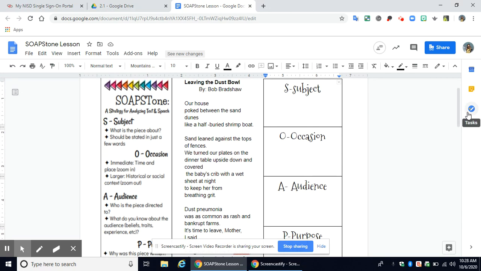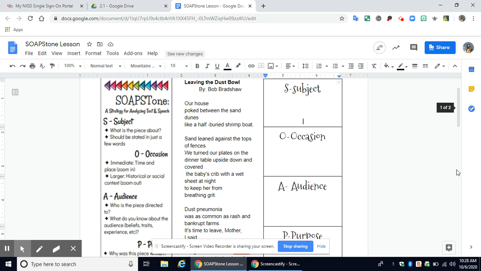So now I'm going to be showing you how to actually use the strategy, reading the poem that's here in the middle called Leaving the Dust Bowl by Bob Bradshaw. So what I'm going to do is read the poem the whole way through, and then we'll just go back and fill in each part of the SOAPSTone strategy, okay?